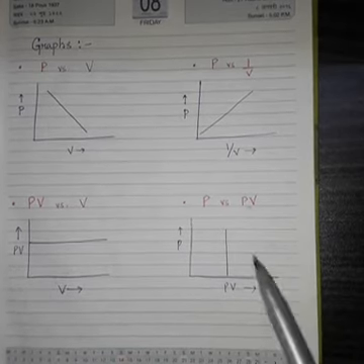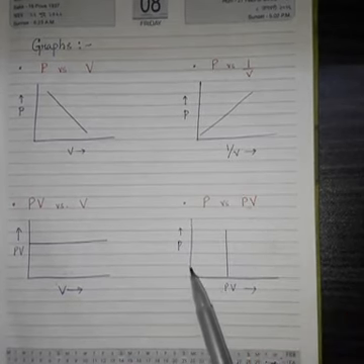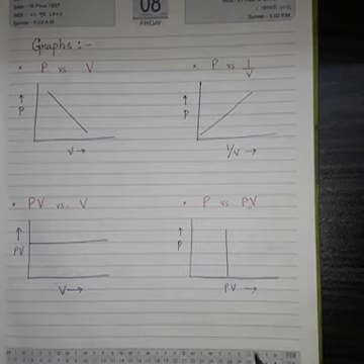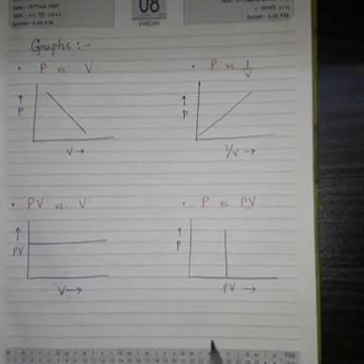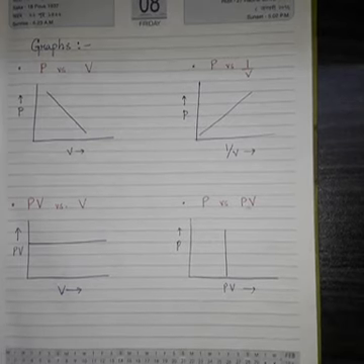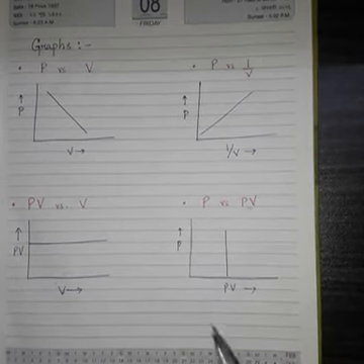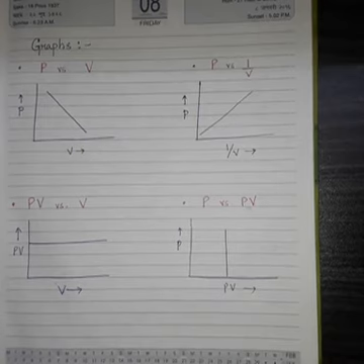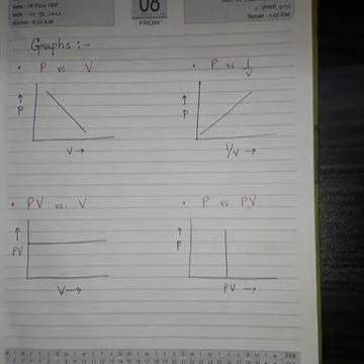Let's look at the second situation. I've taken a P versus PV curve, and my P is again in the y-axis, my PV is in the x-axis. Again, the same thing, since PV is always constant, and P can differ. So even if the value of P increases or decreases, PV will remain constant at one point, and as a result you get a vertical line in your graph. I hope I'm clear with all the graphs, and the next topic that we deal with will be numericals on Boyle's law.